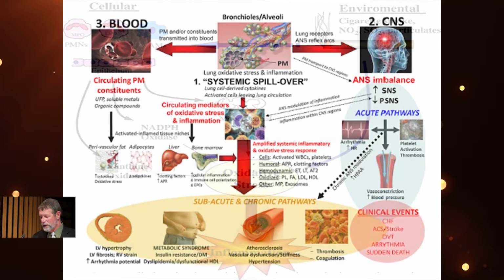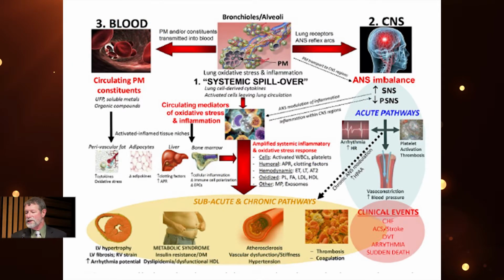This is sort of the latest and greatest cartoon with regard to possible mechanistic pathways, and I don't have time to go through all of this, but this systemic spillover is the classic pathway that people have been thinking about with regard to how lung injury and inflammation spills over to the systemic circulation and affects the heart and other tissues. There's also effects on the autonomic nervous system. And then there's this potential alternative pathway with translocation of particles.